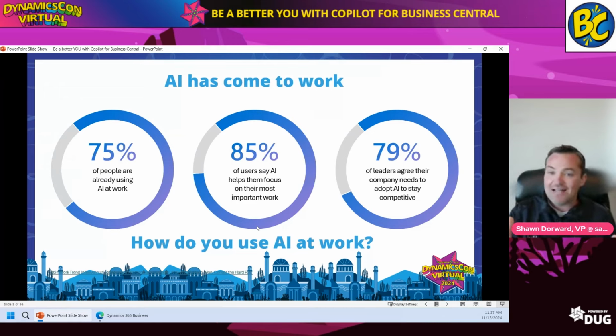Just some quick stats here. I got this from Microsoft. You can fact check them if you want. 75% of people are already using AI at work. 85% of folks say it helps them focus more, and 79% of leaders agree that we need to adopt AI to stay competitive. I would venture that number is increasing by the minute. But let's go back to the first one. 75% of people are already using AI at work.